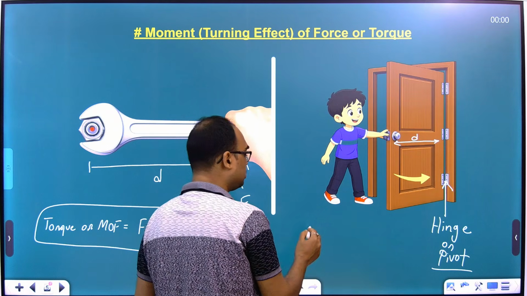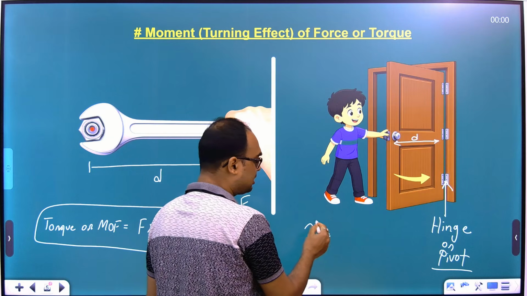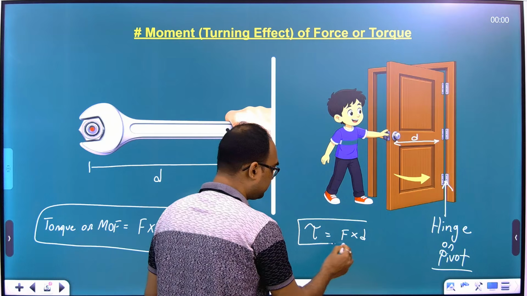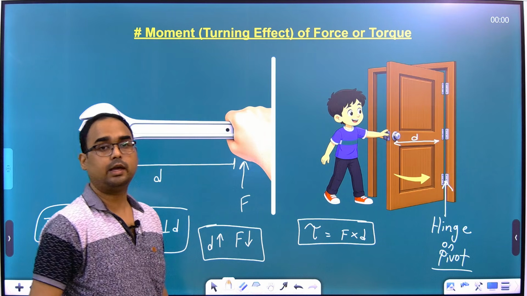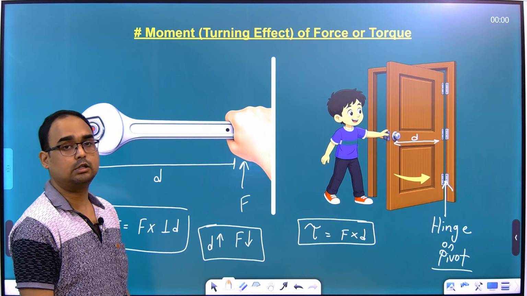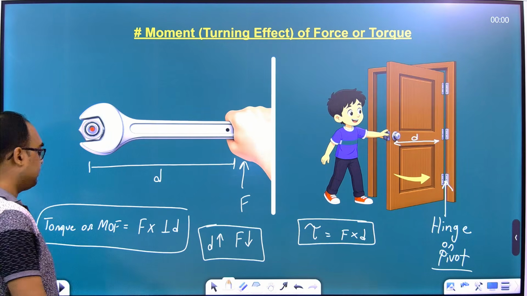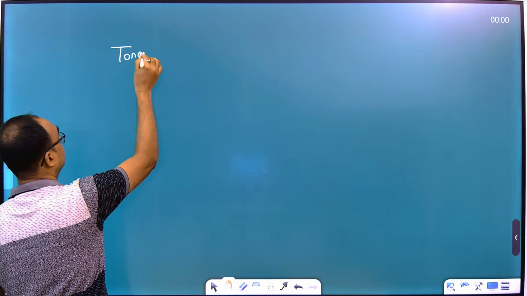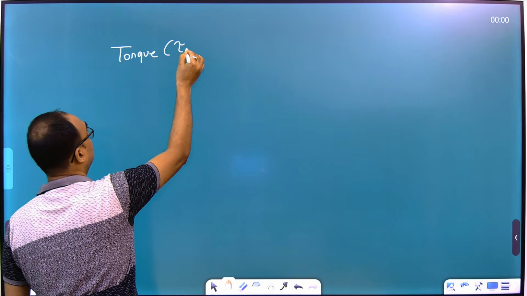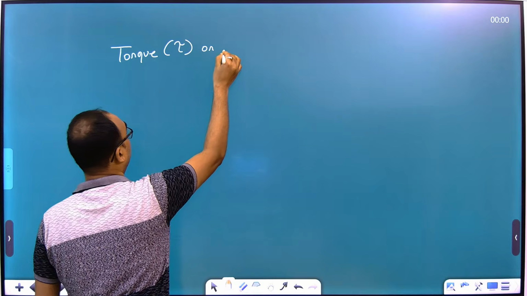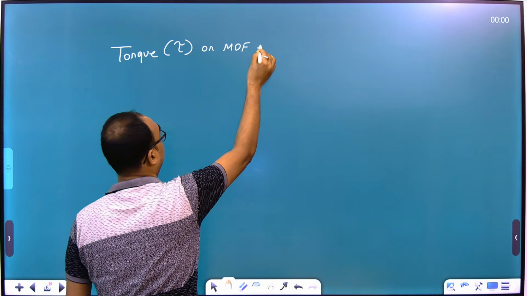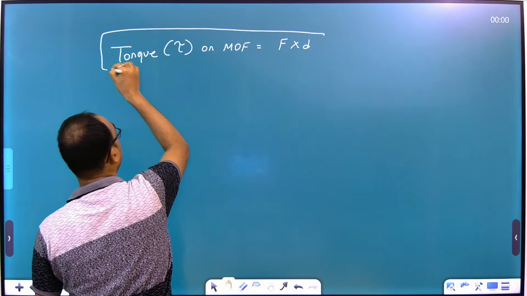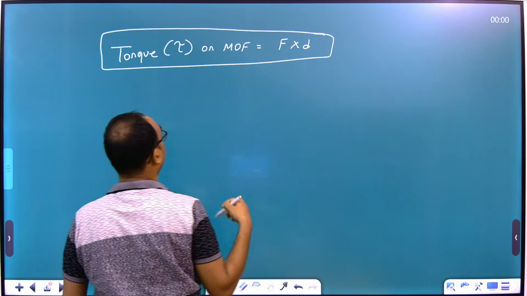So here also, torque, now torque has a symbol like this, is F into D. F into D, that is the torque. Now let's discuss a few things on this topic. Torque, that is tau, or moment of force, has a formula of F into D, or perpendicular distance, you can say tau.